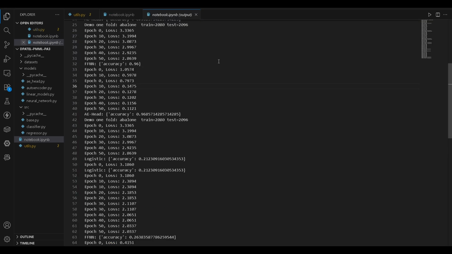And next, for a regression example, here's one fold from the Abalone dataset. We report root mean squared error, or RMSE, instead of accuracy. The linear model achieves around 2.21, the FFN achieves around 2.20, and the autoencoder head model performs slightly worse, around 2.36. Again, this matches the trend from our full 5x2 cross-validation results. The feed-forward neural network and the linear model perform comparably, while the autoencoder shows a mild performance drop.